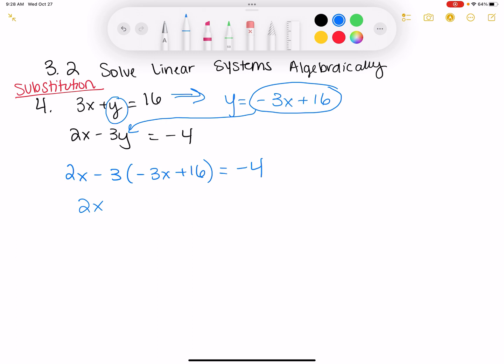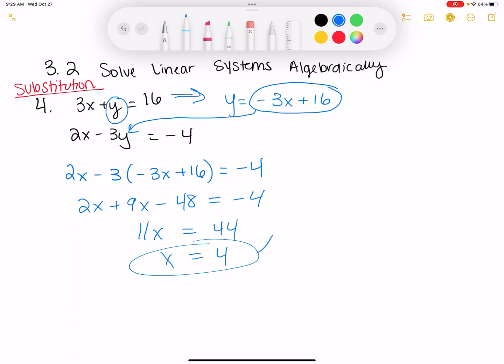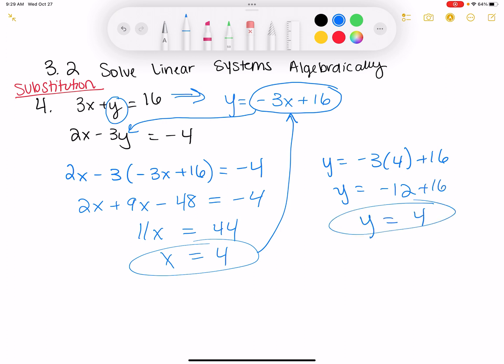All right, so we've got 2x plus 9x minus 48 equals negative 4. 11x is equal to, I'm going to go ahead and add this 48 over, so that's 44. So x is equal to 4. Crazy. And then I'm going to plug this in. It doesn't really matter, but the easiest thing is to plug it back into the equation that you've already solved for the other variable. So y is equal to negative 3 times 4 plus 16. So y is equal to negative 12 plus 16. y is equal to 4. And we always write our answer as an ordered pair. 4, 4.